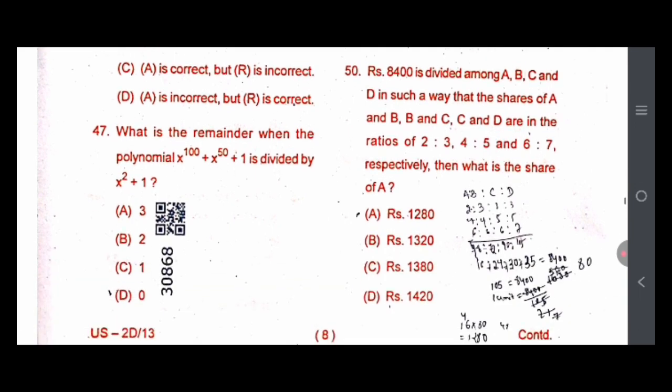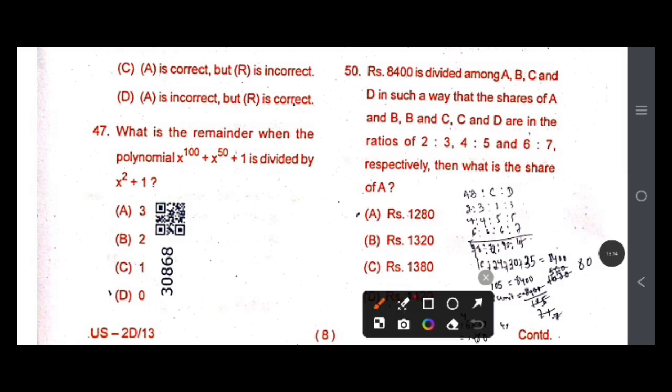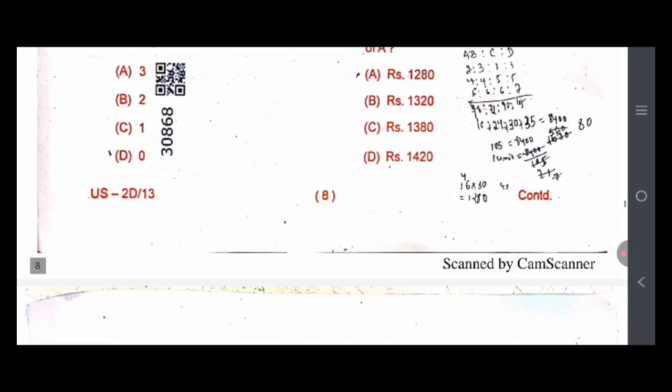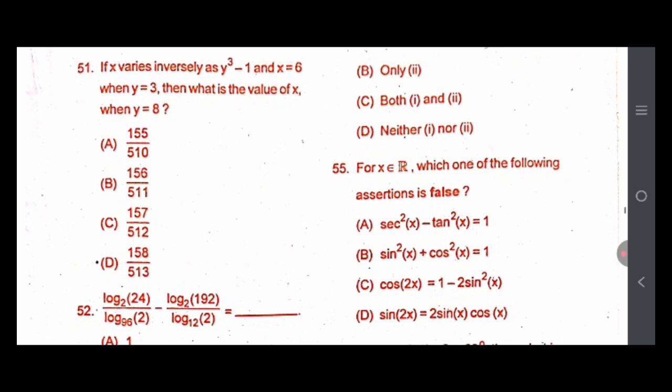Question number 50. Rupees 8400 is divided among A, B, C and D in such a way that the shares of A and B, B and C, and C and D are in the ratio 2:3, 4:5 and 6:7 respectively. Then what is the share of A? The correct answer is option A, rupees 1280.